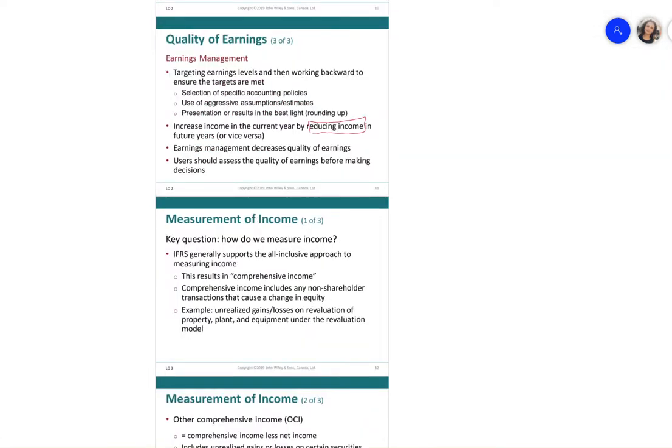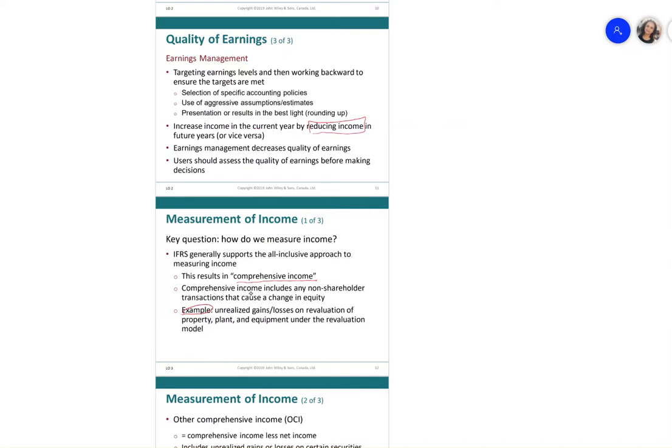When we talk about measurement of earnings, how do we measure income? There are different ways of measuring income. IFRS is different from ASPE. IFRS generally supports the all-inclusive approach to measuring income. This results in comprehensive income. Up to now you have seen that your statement of income is revenue minus expenses, or revenue minus expenses plus or minus any gains and losses. Those are some of the examples of how we measure income.